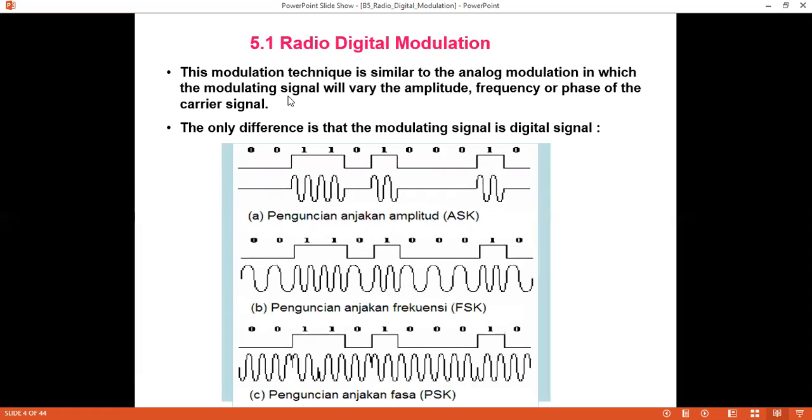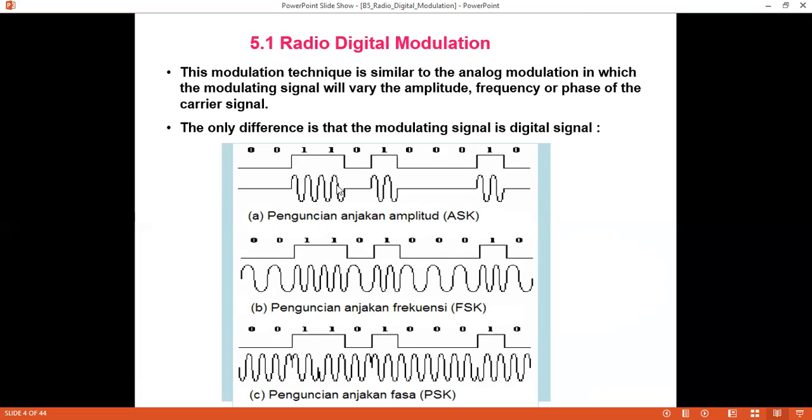The concept is very similar to analog modulation, where the modulating signal varies the carrier's amplitude, frequency, or phase. But for this chapter, our modulating signal is a digital signal or binary signal. So instead of continuous, our information signal is in the form of a series of pulses like this, represented by this square series of bits 0 and 1.